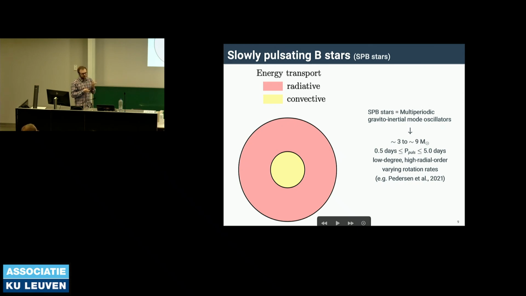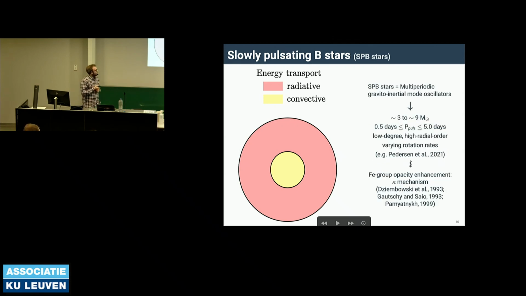Now, how are these modes excited? Well, they are linearly excited through the classical Kappa mechanism, which is basically a heat engine, where heat is added to the system due to compression of partial ionization zones inside your star. And for the SPB stars, these partial ionization zones are the iron group opacity enhancement in your radiative envelope at a temperature of almost 200 kilokelvin, also called the Z bump.